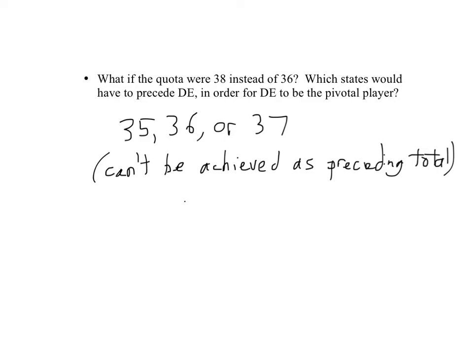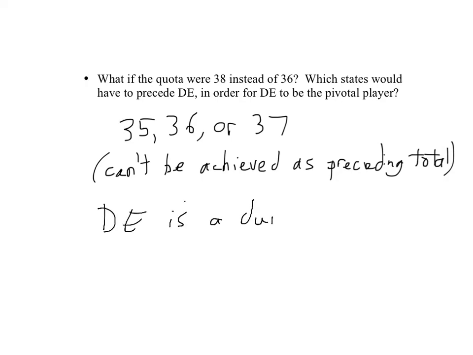There is no configuration. We've looked at all the configurations. There's no configuration of states to the left of Delaware in the sequence that would result in a total prior to Delaware showing up of exactly 35 or exactly 36 or exactly 37, and these are the only preceding totals that would make Delaware's 3 bring us up to 38, or just slightly higher than 38. Conclusion, again, Delaware is a dummy.